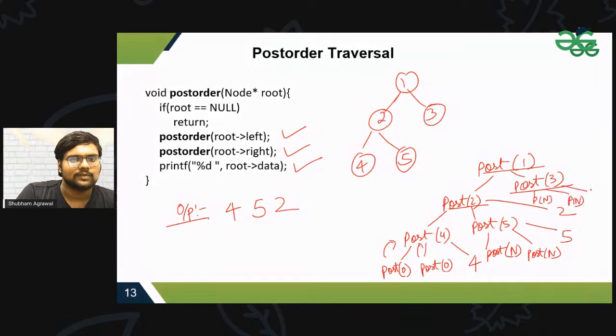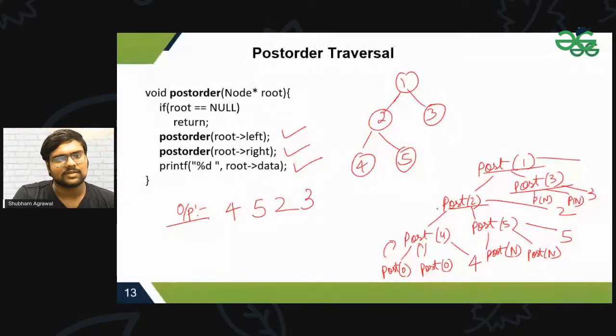Now post of 1 will be called. Control will again go to post of 1, and since we have traveled the left subtree and right subtree, we will now print the value, that is the root data. So it will be 1. So in post order traversal, the root will be present at the last.